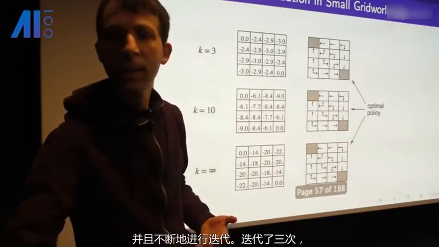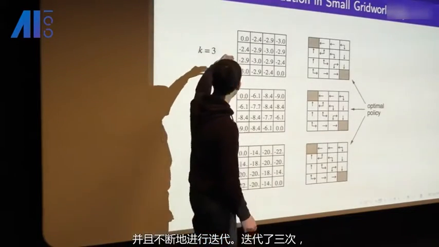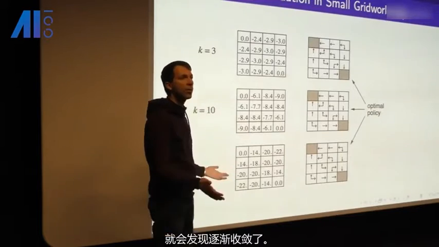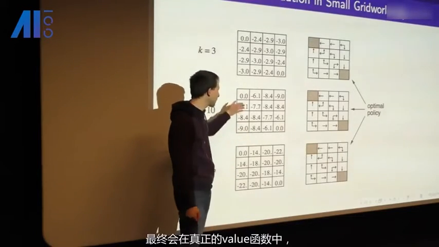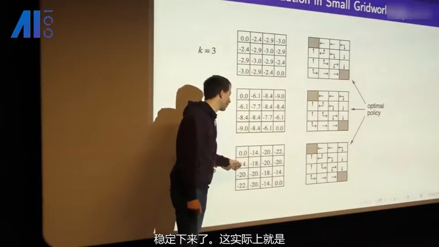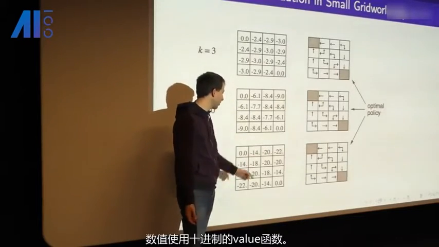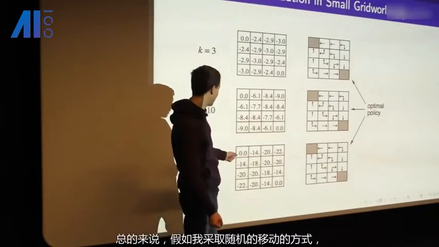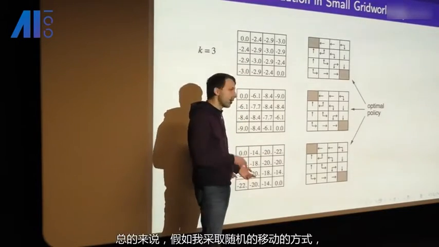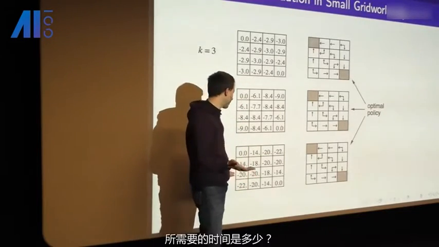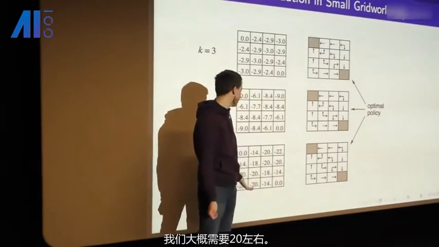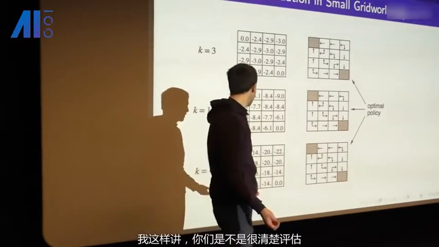If we keep iterating, so this is after 3 steps, this is after 10 steps, once we iterate to convergence, we see that this thing stabilizes eventually on the true value function. So this is actually the true value function to 0 decimal places. And this basically tells us, if I'm taking this random walk, how many steps is it going to take on average until I actually hit one of these grey states? And it's around 20 for some of these cases.